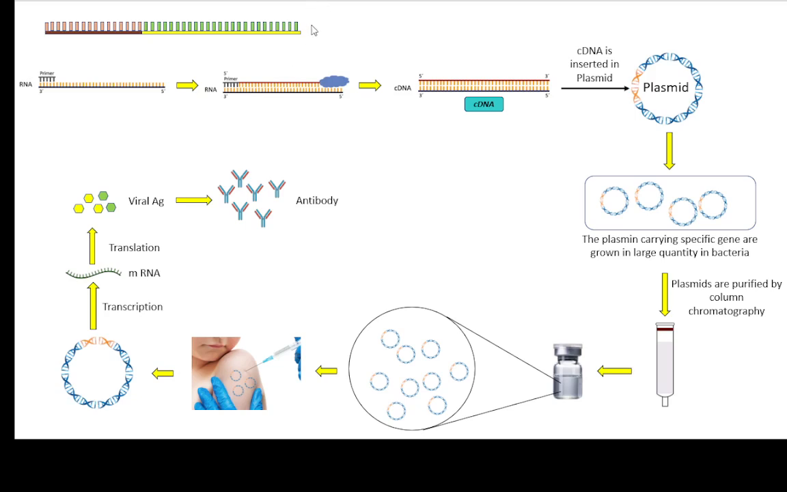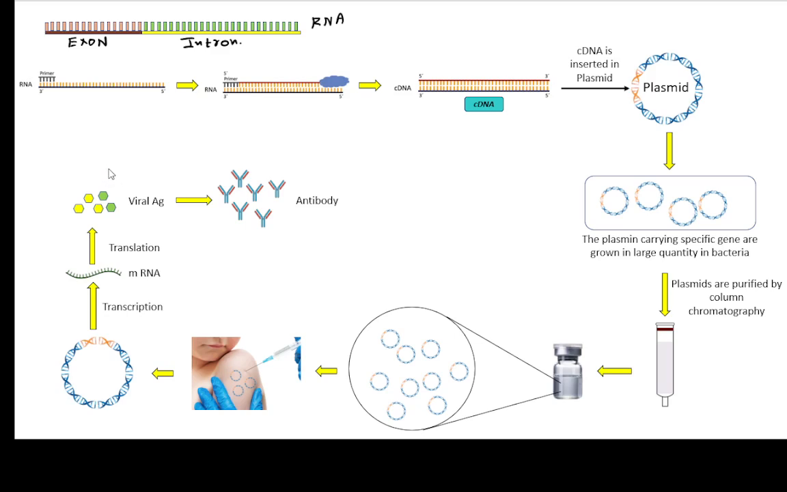So let's suppose this is the RNA, and there are two regions: a coding region and a non-coding region. This coding region is called exon. This coding region actually makes the specific antigen against which we need to generate antibody in our body. And this is the intron part, which is non-functional. This is the non-coding part, so we don't need to bother about this part.